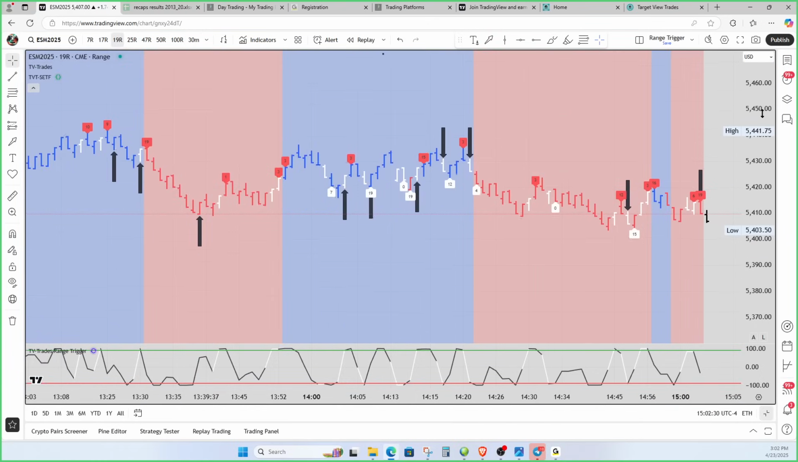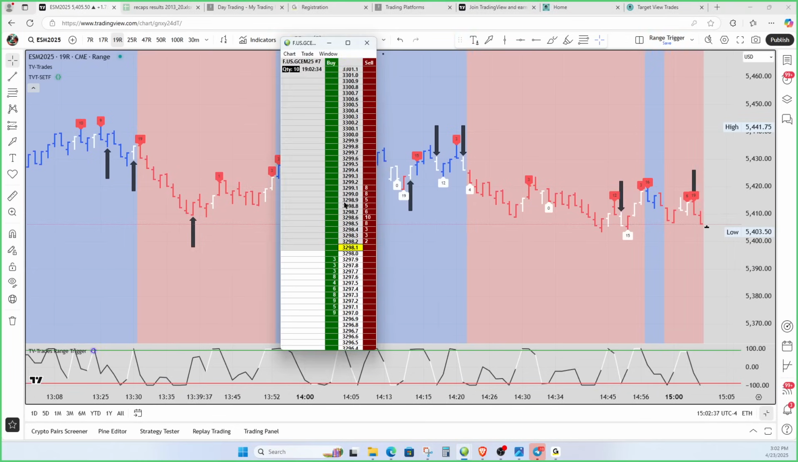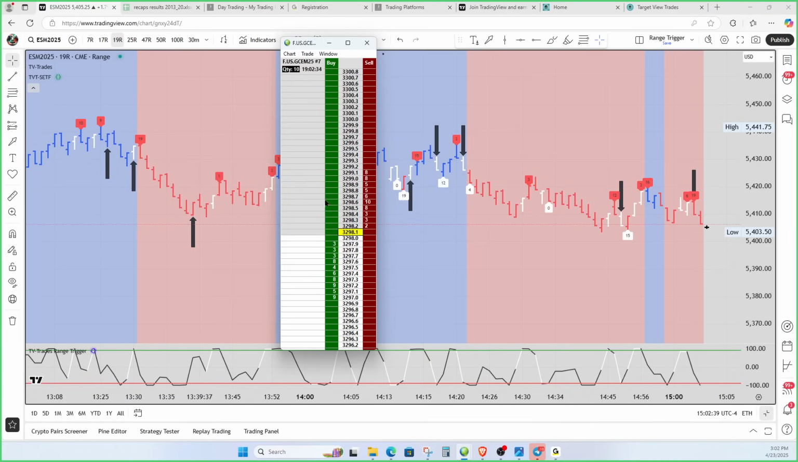So the thing about running stops. Let's look at a DOM. Just for instance, here's a DOM. This is gold. You see that number right there? It's got a lot of orders at it. Anytime you see an anomaly like that, that's a lot of orders in one place. Like that one right there, the same spot, and that one down here.